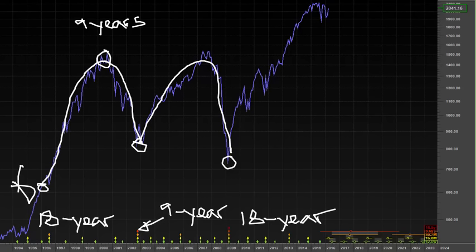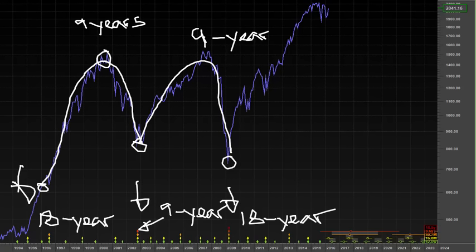And here is another peak, which is also a 9-year cycle peak. Why? Because it is simply the highest price between this 9-year trough over here in 2002 and this 9-year trough here in 2009. So those are two 9-year cycle peaks.